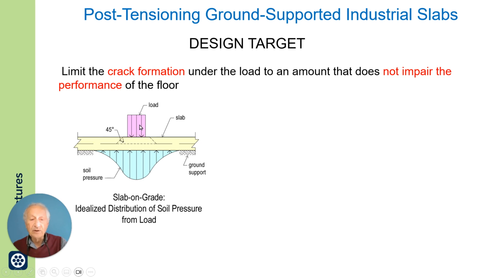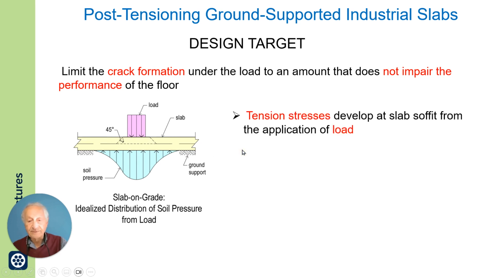Under the load from above, you have a distribution of soil below. And this distribution and load from above will result in bending moment and stresses in the slab. Tension stresses develop at slab soffit from application of the load. High tensile stresses obviously initiate cracking at a point.